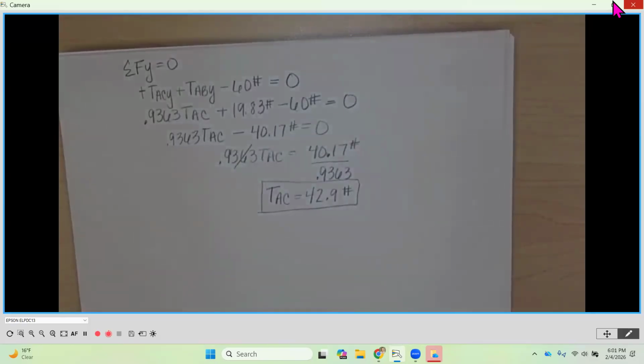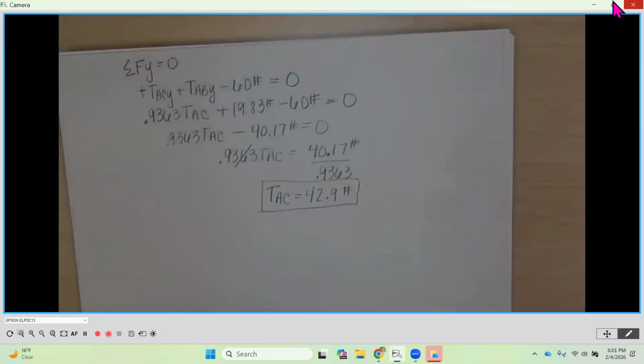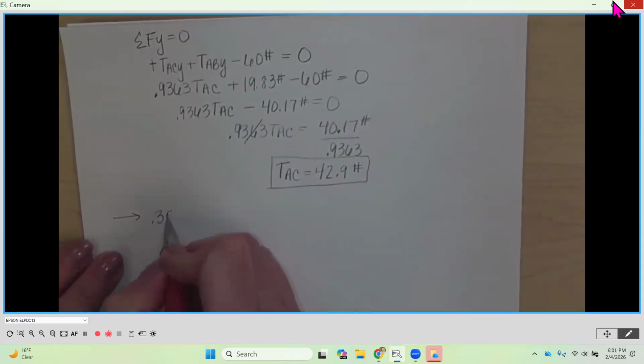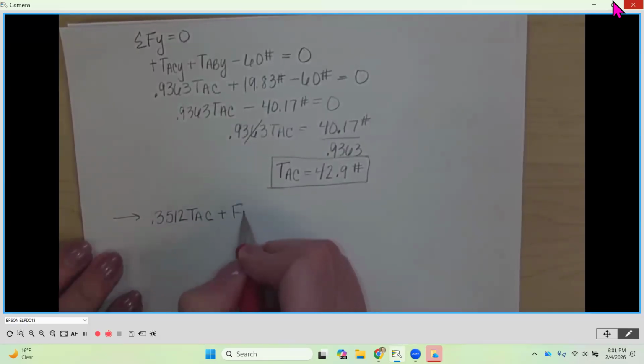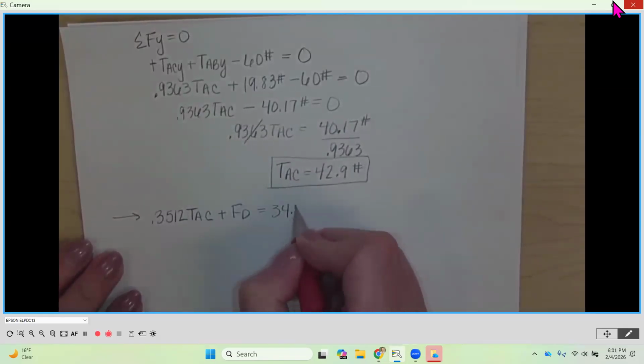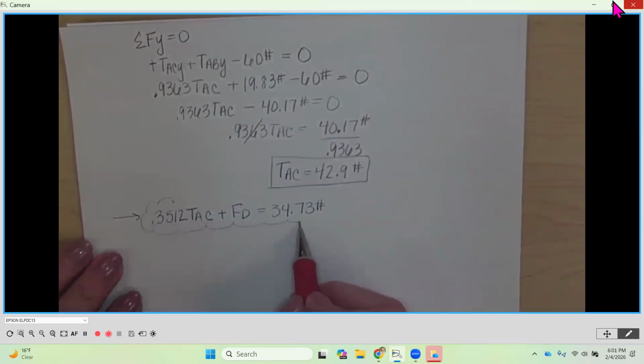Now, what's nice, like I said earlier, is we didn't have 2 unknowns here. So we get to use this value that we got from the sum of the forces in the y and go back to the sum of the forces in the x. In my case, I don't have much room down here, so I'm going to pull this one forward. This is going to be my 0.3512 TAC plus FD, force D, is equal to 34.73 pounds. This was from the sum of the forces in the x.